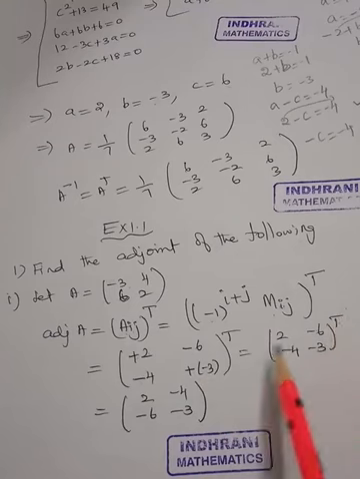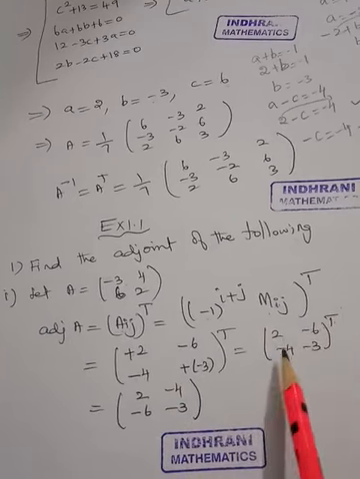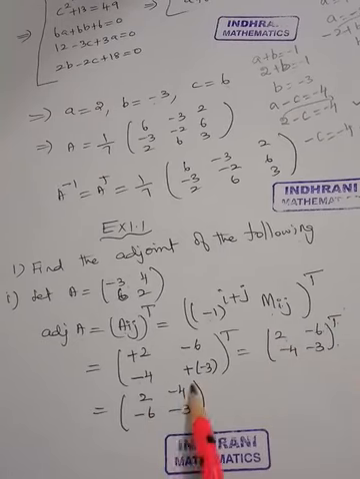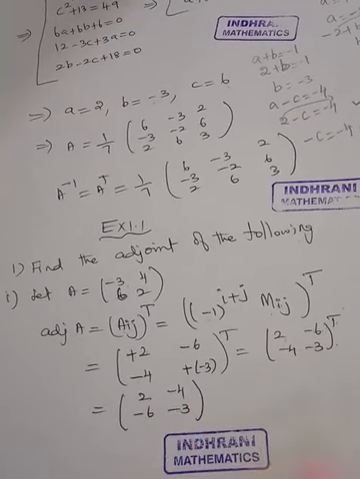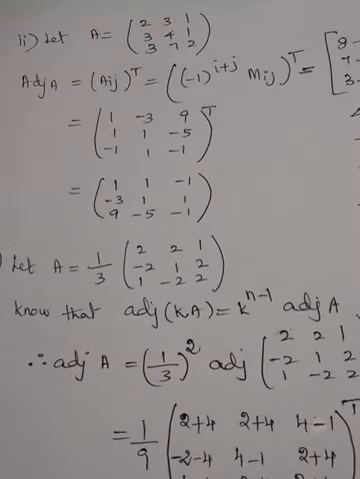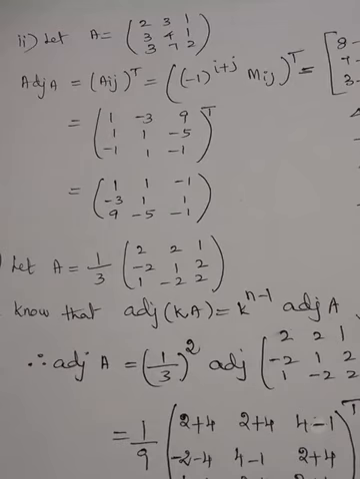Transpose means interchanging rows and columns. So your first row becomes your first column: 2, minus 6. The second row becomes the second column: minus 4, minus 3. That's all. The first subdivision is over. Now the second subdivision is the same thing. Find the adjoint of the 3 by 3 matrix.